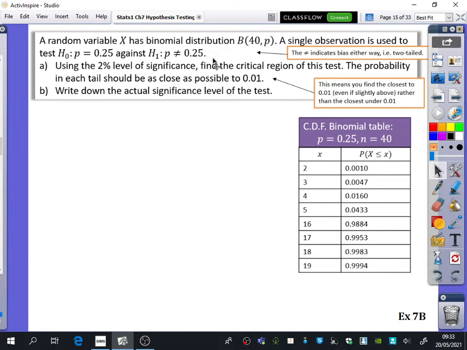They're just saying they think the game is rigged in one way. That's what I've written here. The not equals sign indicates bias either way. In other words, it's a two-tailed test. And that's your job to identify. They won't tell you this is a two-tailed test. You have to spot that.